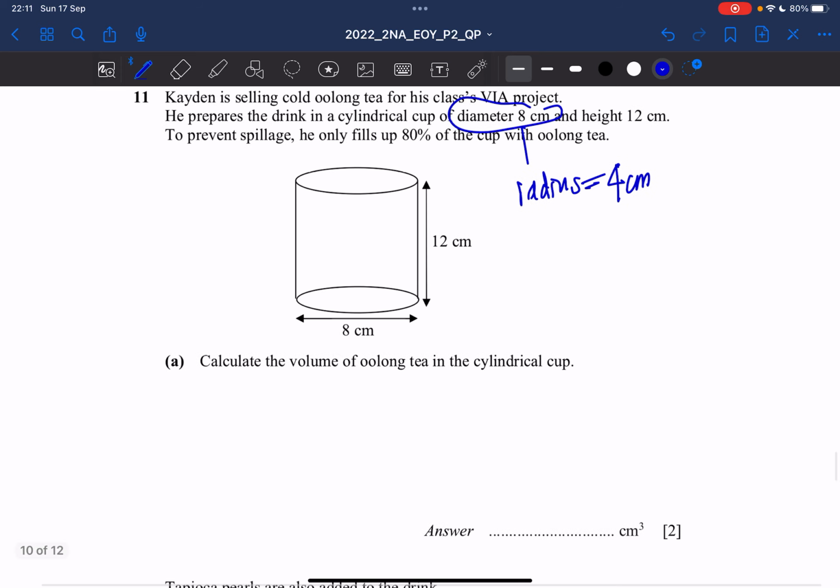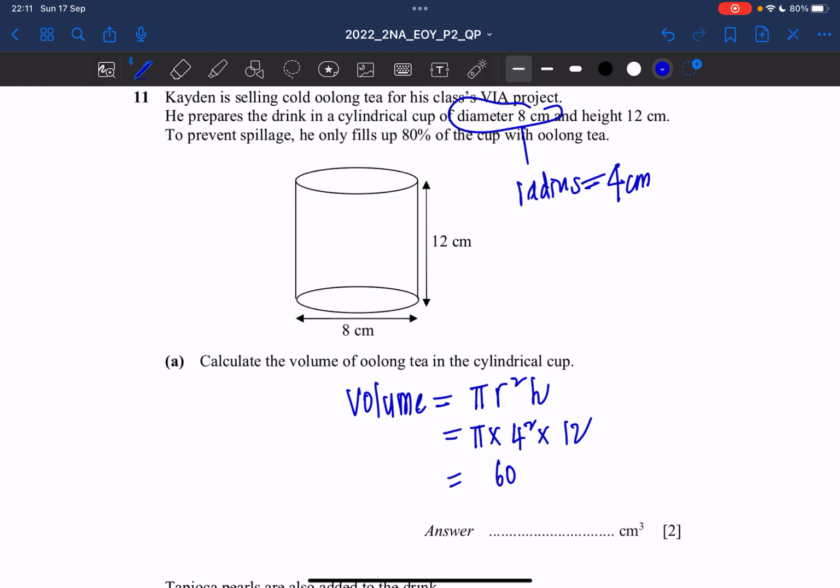Calculate the volume. Because it's a cylinder, right? The volume is pi r square h. So pi times radius 4 square times 12. Okay, so we work out. Answer is 603.1857. So to 3 significant figures is 603 centimeter cube.